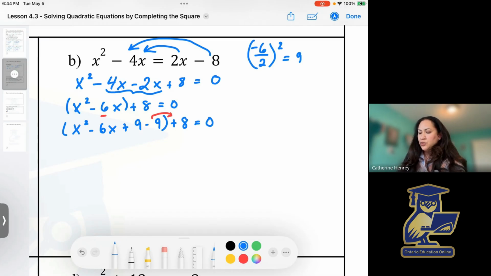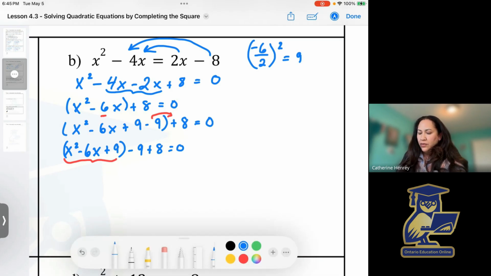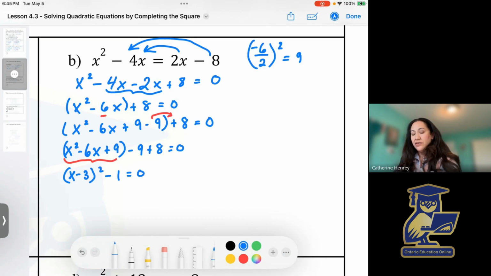We don't have a coefficient to multiply by, so we just can move it. So x squared minus 6x plus 9, and we move out negative 9 plus 8, and that equals 0. We simplify our perfect square trinomial that's right here, and we will have (x minus 3) squared minus 1 equals 0. So we have this vertex form of our quadratic, and we're going to solve this. We're going to start working with this vertex form.